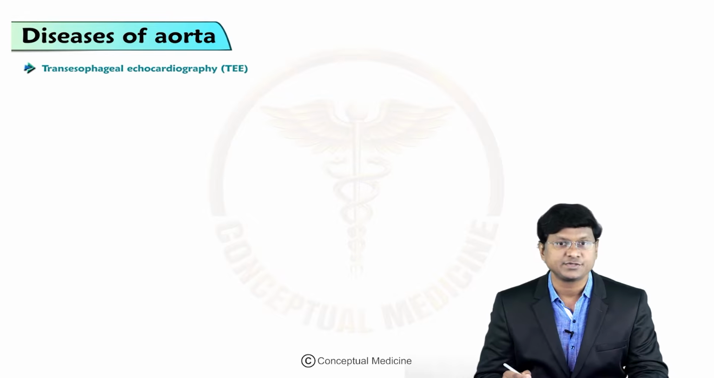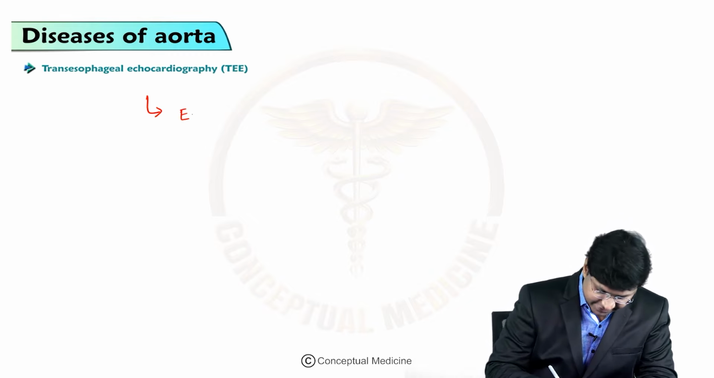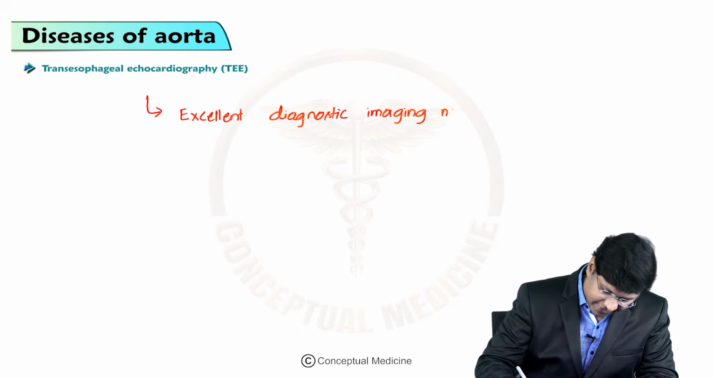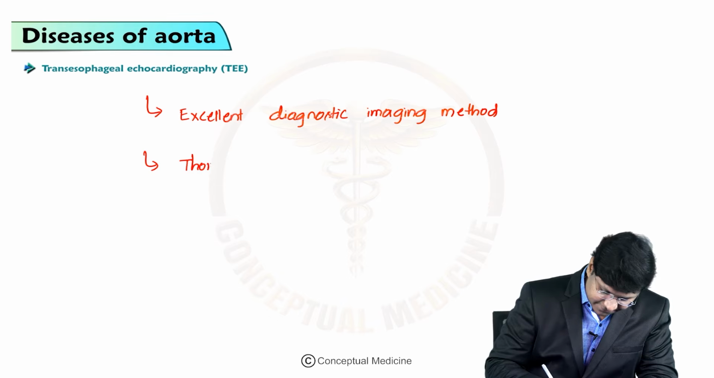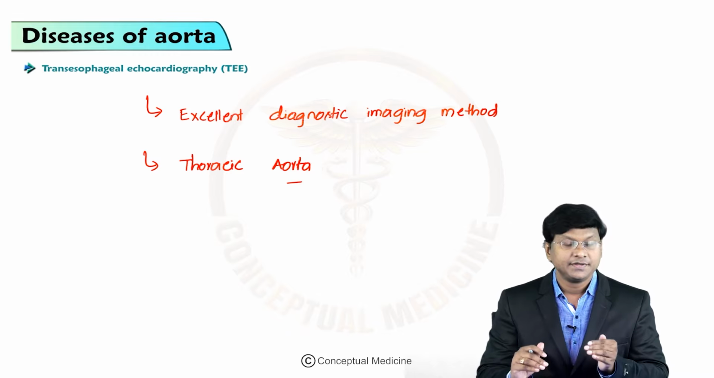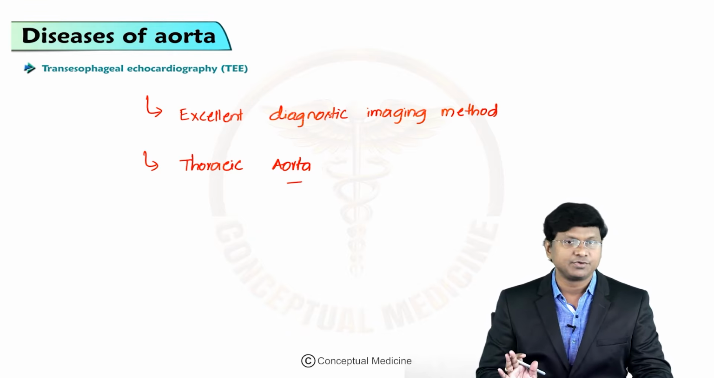Coming to transesophageal echocardiography. Transesophageal echocardiography is also an excellent diagnostic imaging method. With the help of transesophageal echocardiography, you can visualize only the thoracic part of the aorta. The abdominal aorta cannot be made out by transesophageal echocardiography, right? So that is about the TEE.